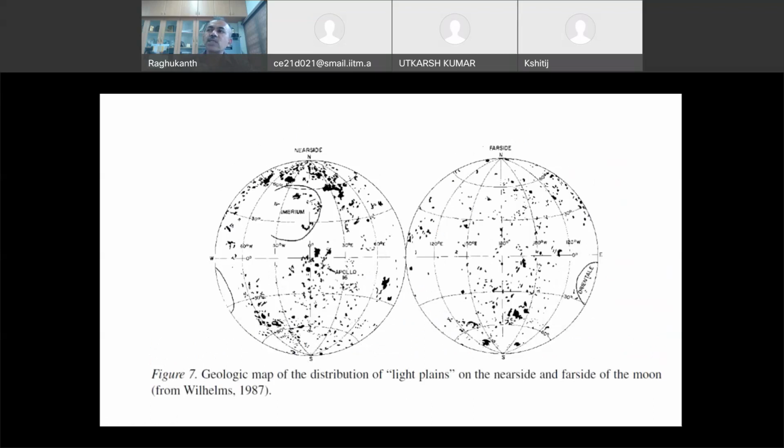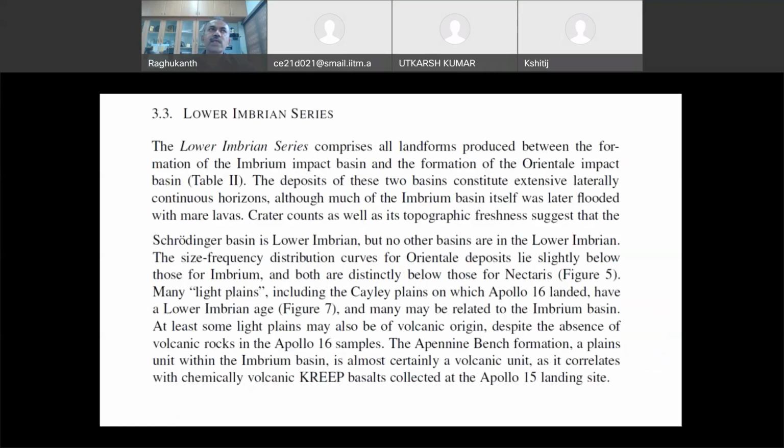Now pre-Nectarian is over, Nectarian is done, and now comes the Lower Imbrian series. They say the Imbrium impact basin and the formation of the Orientale impact basin produced two basins with extensively laterally continuous horizons. Of course, the Imbrium basin was flooded by lavas. Crater counts and topographic freshness suggest the Schrödinger basin, one famous basin, is Lower Imbrian. I think it is a landing site or something like that. Apollo 16 landed maybe in this region itself. So geologically they have estimated the ages.